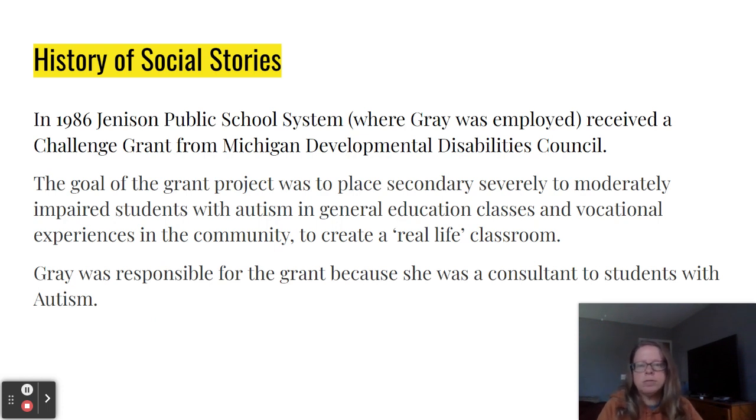The history of social stories. In 1986, Jensen Public School System, where Gray was employed, received a challenge grant from Michigan Developmental Disabilities Council. The goal of the grant project was to place secondary severely to moderately impaired students with autism in the general education classes and vocational experiences in the community to create a real-life classroom. Gray was responsible for the grant because she was a consultant to students with autism.